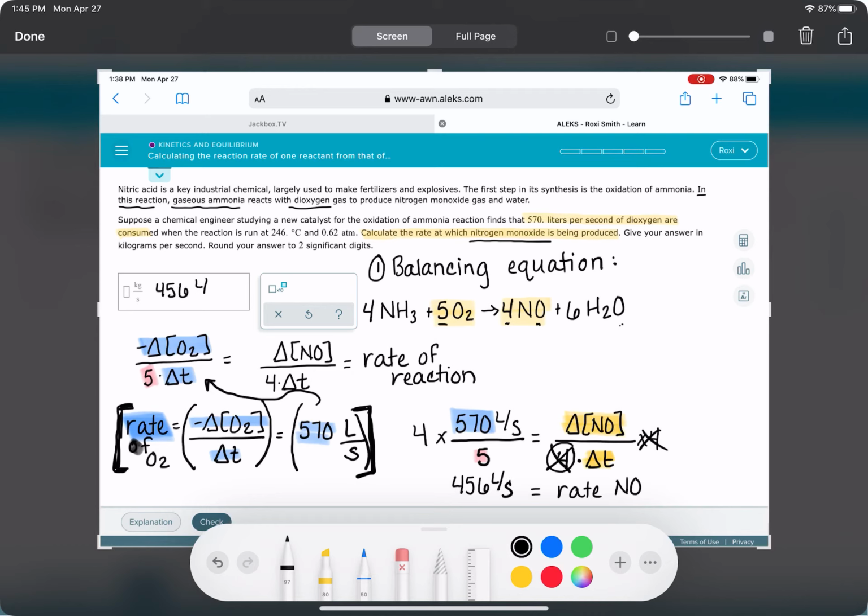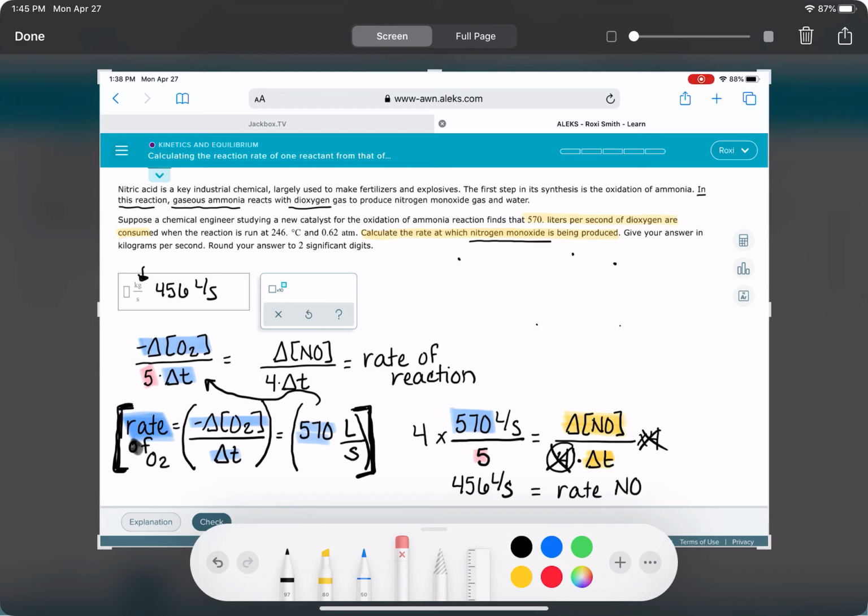456 liters per second. Now we have another problem because Alex wants us to give the answer in kilograms per second. So things are going to get even trickier, and I need to make myself some room here. We need to do a conversion from liters to kilograms. There's a lot of stuff going on in this problem. So we have 456 liters of nitrogen monoxide per second. How can we relate liters to kilograms? Well, if we had density, that would be ideal.